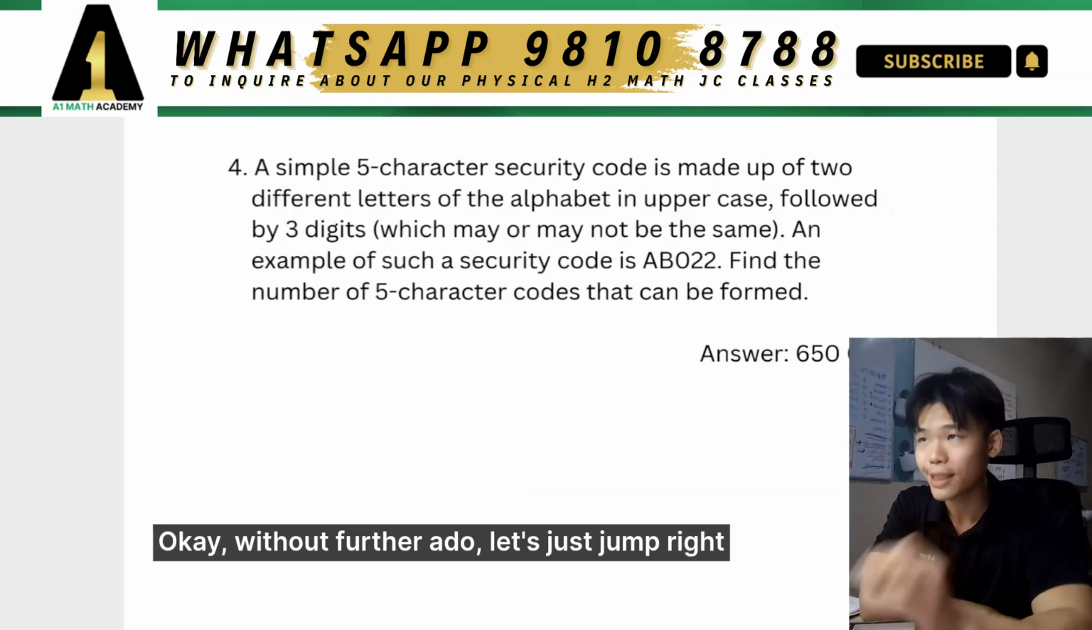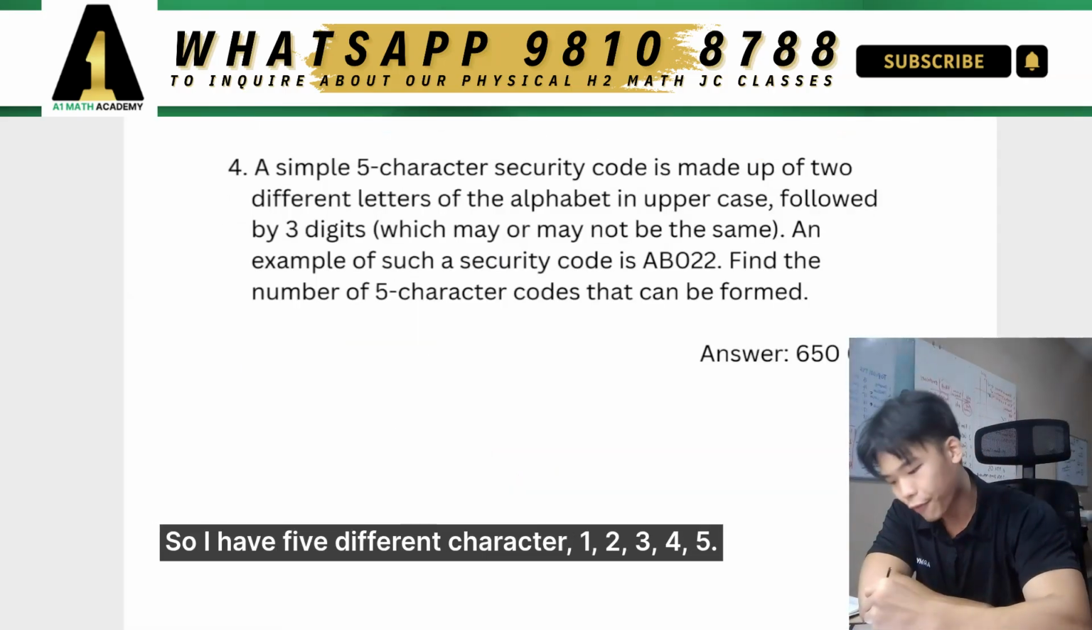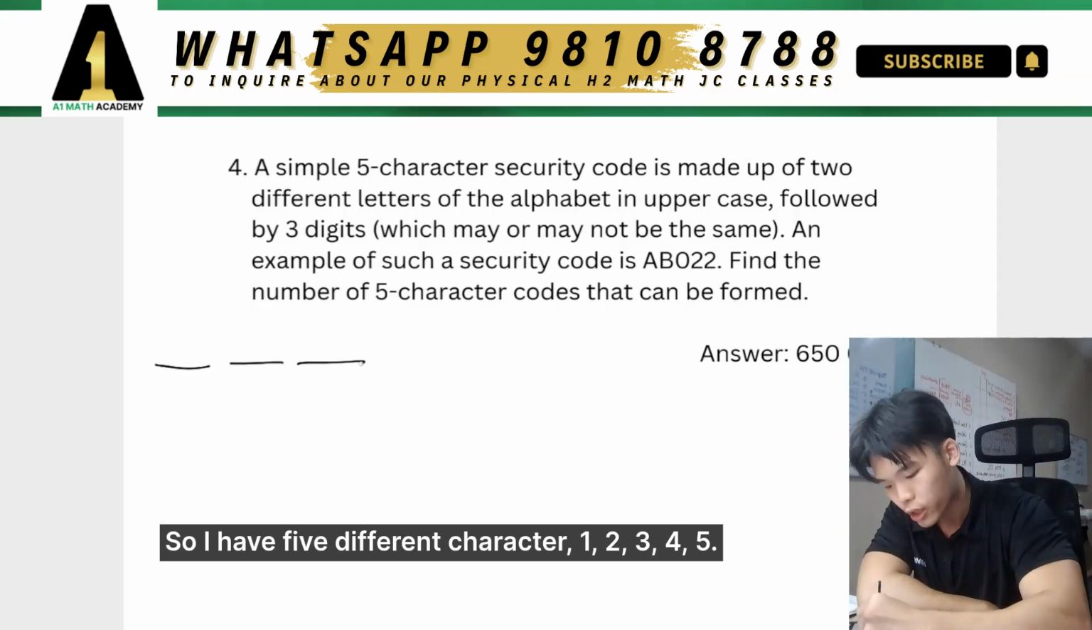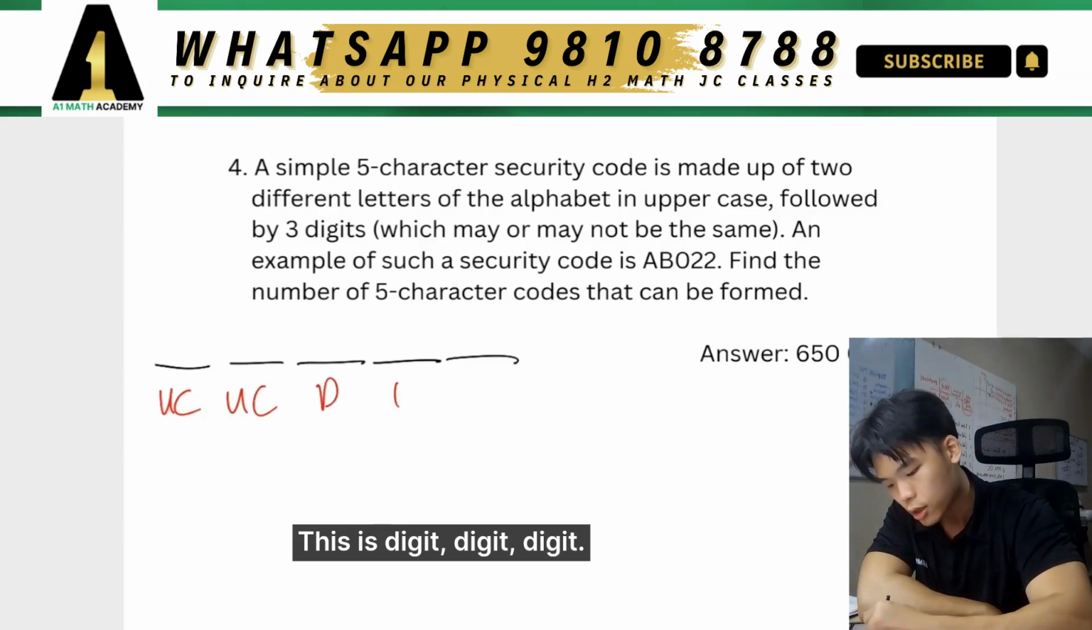Okay, without further ado, let's just jump right into this question. So make sure you pause it beforehand to actually tackle this. So I have 5 different characters. 1, 2, 3, 4, 5. Now this one is your alphabets, so this is your uppercase, uppercase. This is digit, digit, digit.